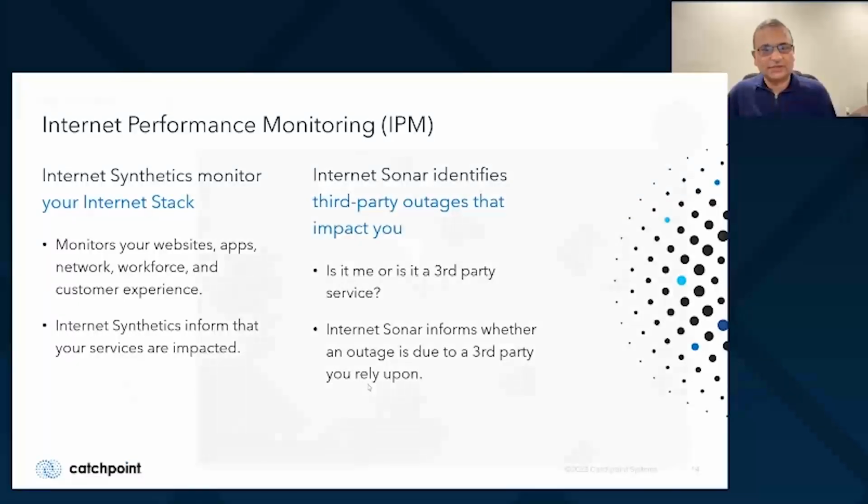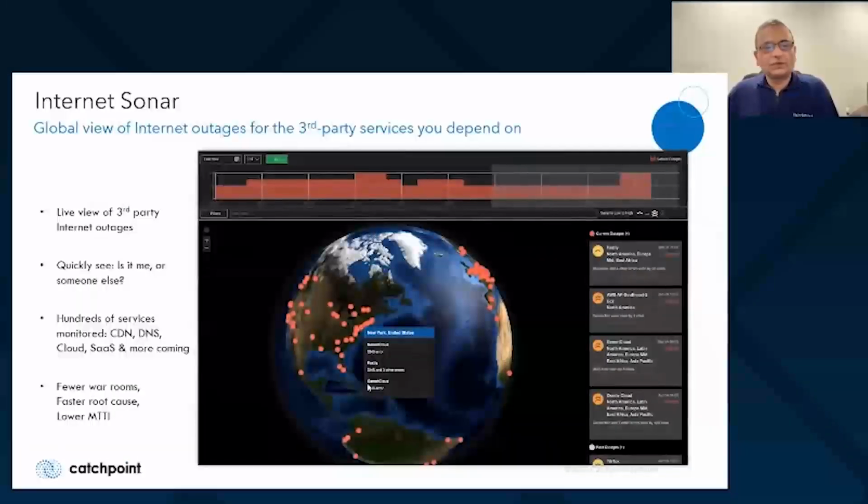Thank you. So this is a quick overview of the Internet Sonar product. It gives you a global view of the internet outages for a variety of third-party services. You remember the CNN example that Mark brought up? You're relying on so many third-party services, whether it is the internet infrastructure, such as CDN, DNS, or cloud, or whether it is some API services for credit card payment or ad serving, et cetera. And it's a live view, as you can see. I'll show you the live demo in a moment as well.